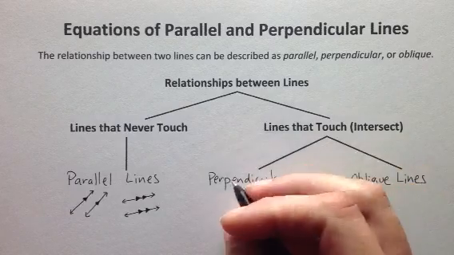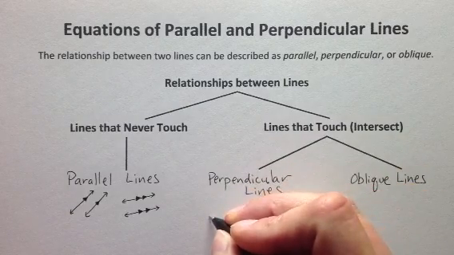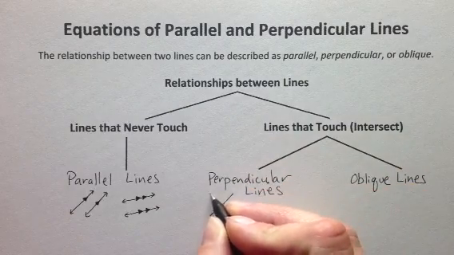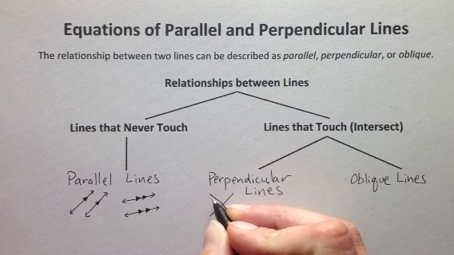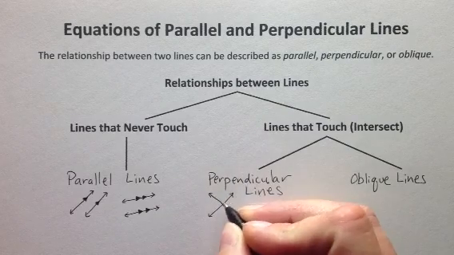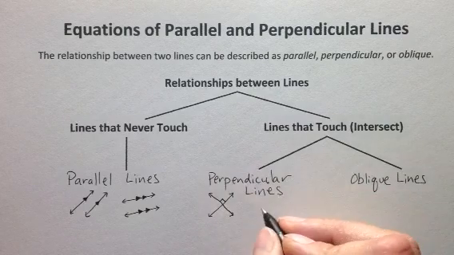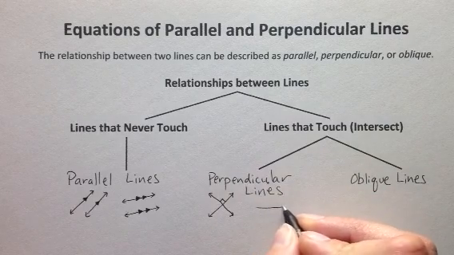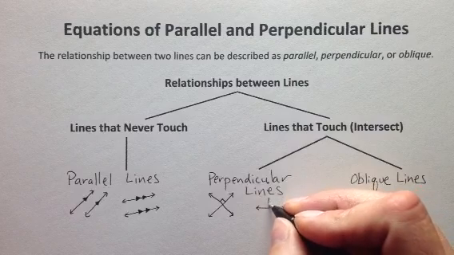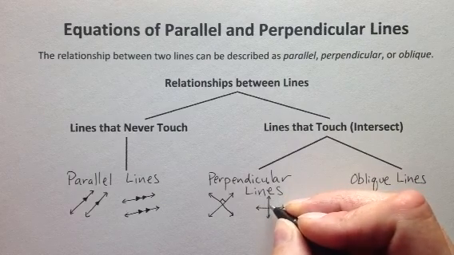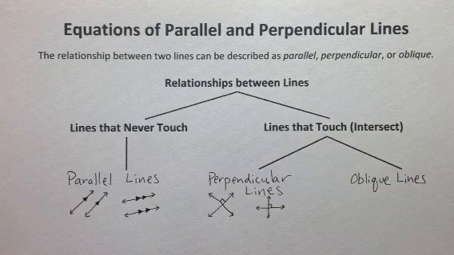Perpendicular lines, those touch, and very specifically they touch at a 90-degree angle. Okay, there's one situation. Again, the orientation doesn't matter, but I'll show you a second one. Horizontal and vertical, perpendicular lines.